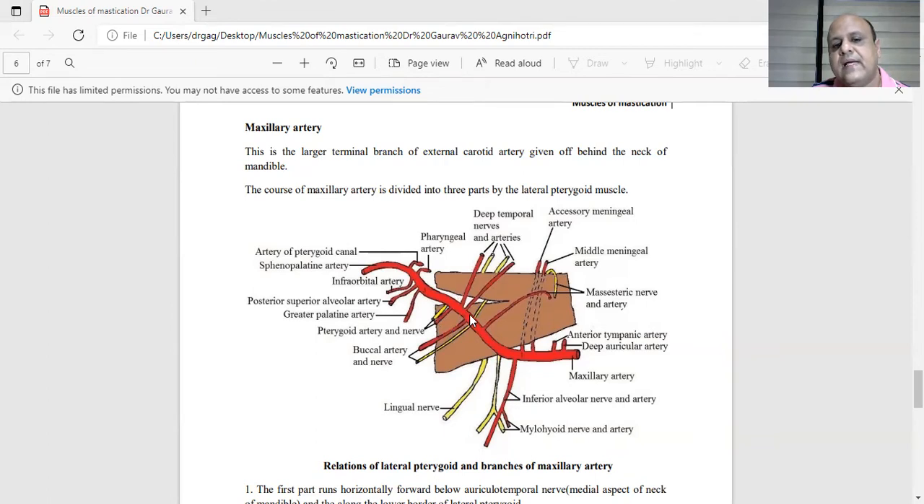Then this maxillary artery enters between the two heads of the lateral pterygoid muscle. It passes through that, and then the third part of the maxillary artery is the one which is entering the pterygomaxillary fissure to go in relation to the pterygopalatine fossa. Now, before going into the pterygomaxillary fissure, the third part of the maxillary artery gives two branches, and those two branches are the posterior superior alveolar artery, this one, and the infraorbital artery.